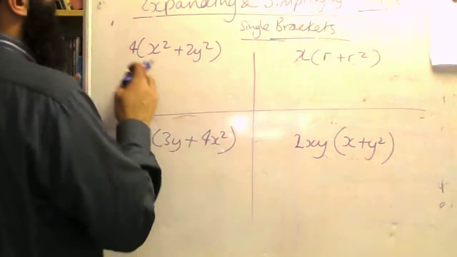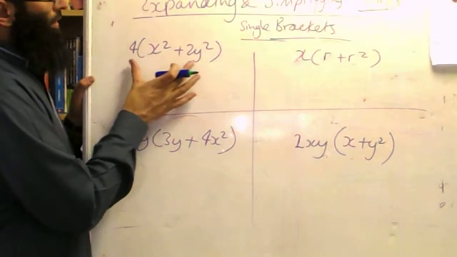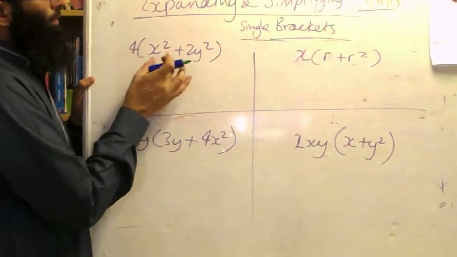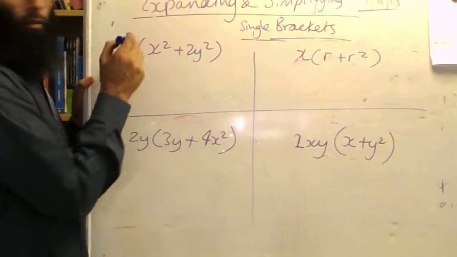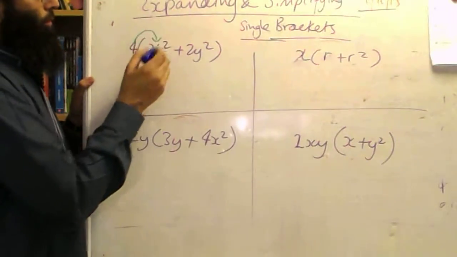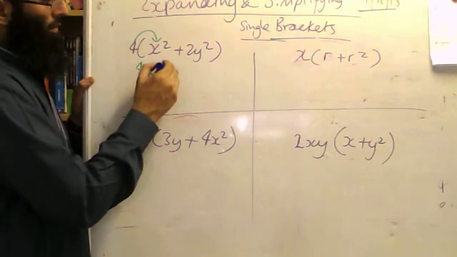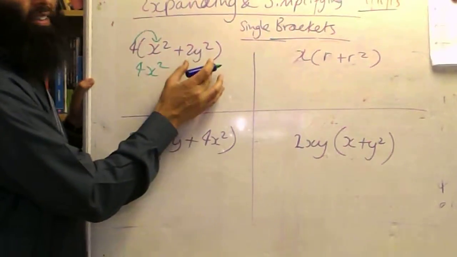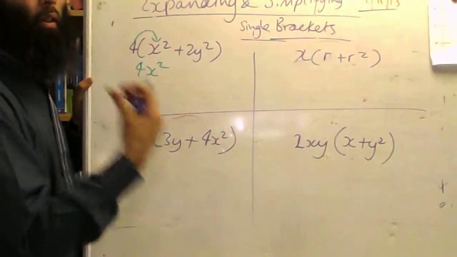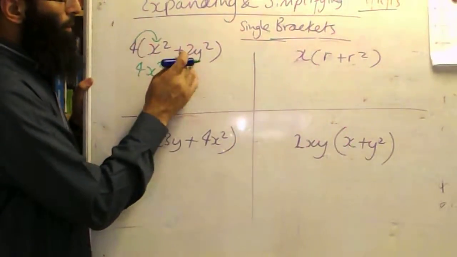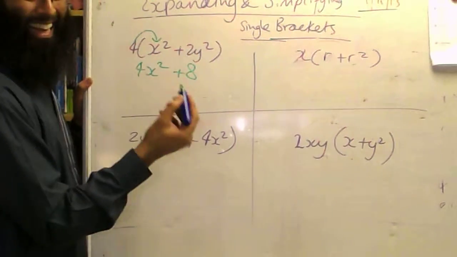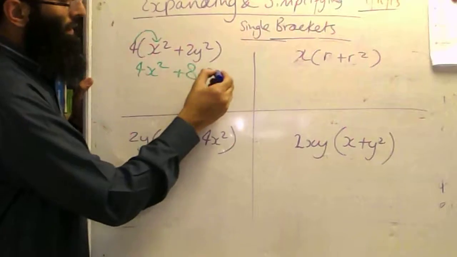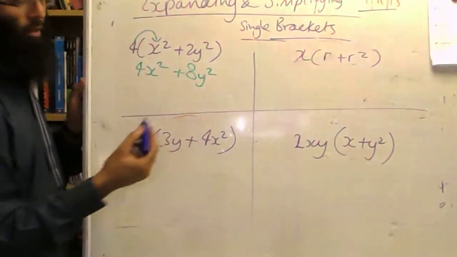Right, we have 4 multiplied, we're going to multiply this bracket, 4 multiplied by x squared plus 2y squared. So the first element is 4 times x squared, which will give us simply 4x squared. 4 times plus 2y squared: remember, 4 times the plus 2 will give us plus 8. And then what we have left over is the y squared. And that question is done.